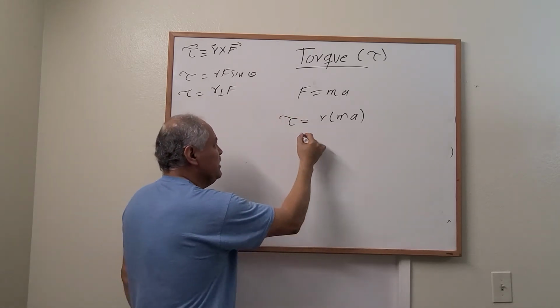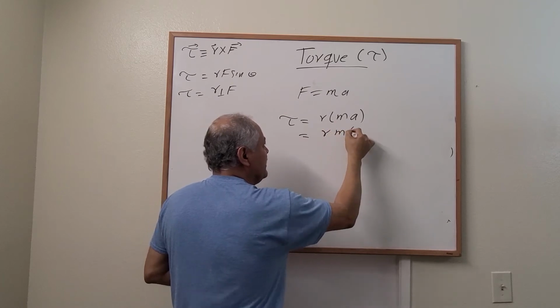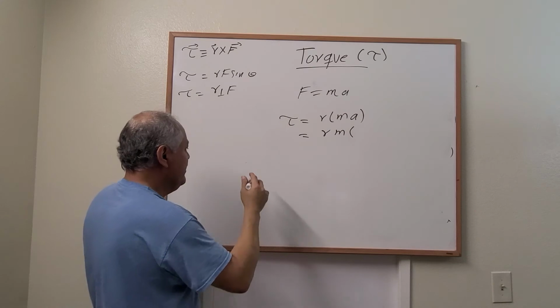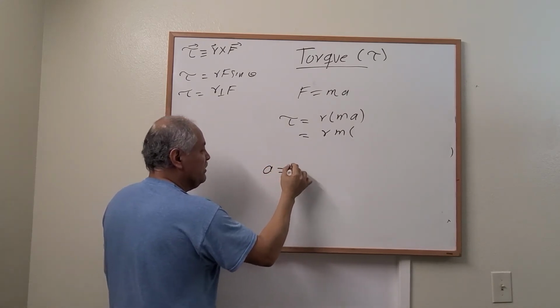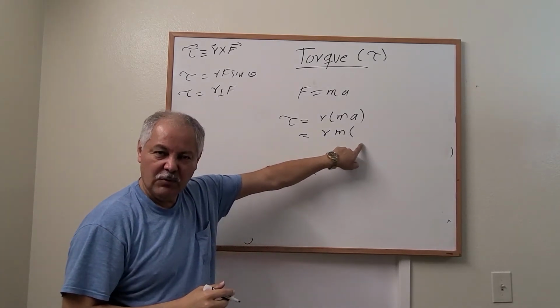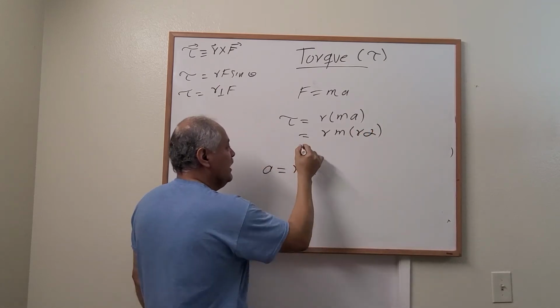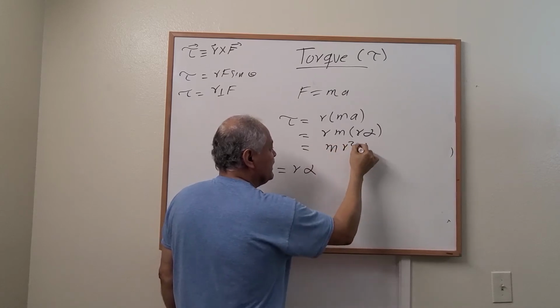And what is this? This is equal to R times mass, but what is the acceleration in function of? Remember, we are dealing with rotational motion, so acceleration is equal to R times alpha. When we apply this definition to this quantity, this is R times alpha, correct? And then we have this equal to m r squared times alpha.